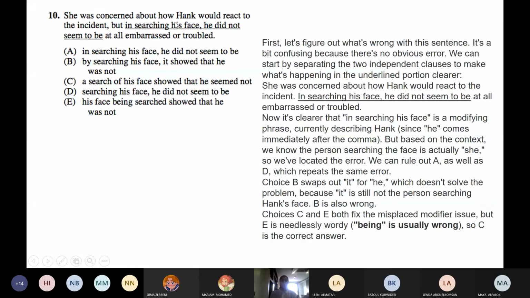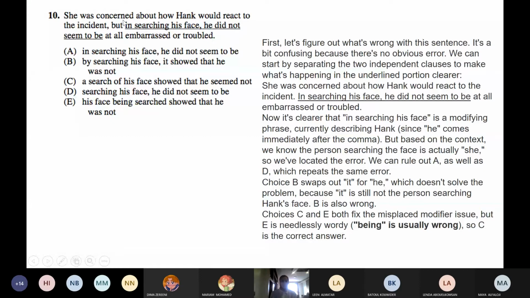She was concerned about how Hank would react to the incident, but in searching his face, he did not seem to be at all embarrassed or troubled. Okay, we now know that when I find "-ing", which functions as a modifier, an adjective, I have to focus. What does it explain? What does it modify? But in searching his face, he did not seem to be at all embarrassed or troubled.